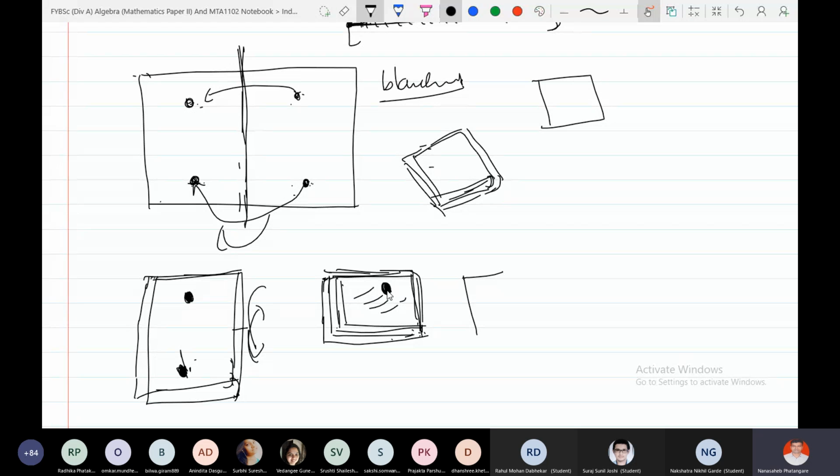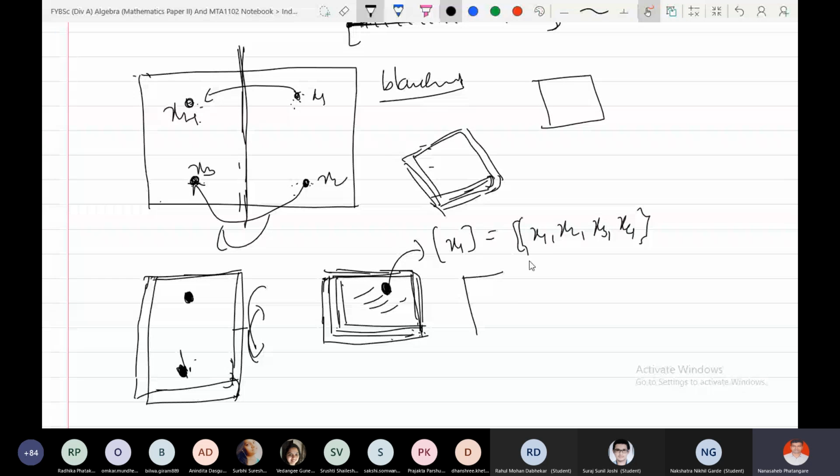What are the equivalence classes? The equivalence class of this particular point is all 4 points. Suppose these are my x1, x2, x3 and x4. So the equivalence class of x1 is x1, x2, x3, x4. Do the same thing for all points. And so ultimately, how many classes will you get?